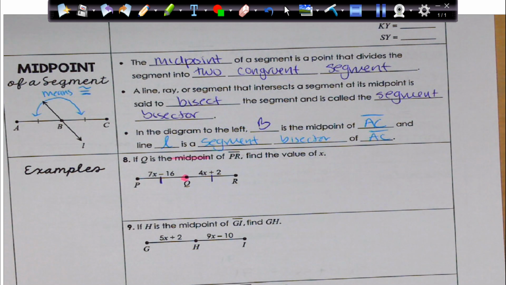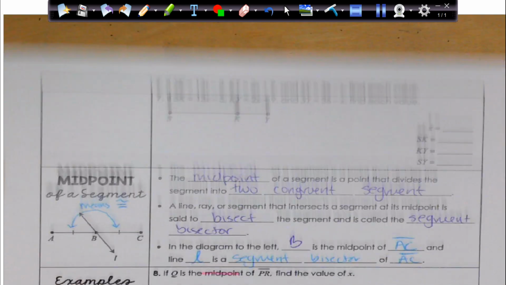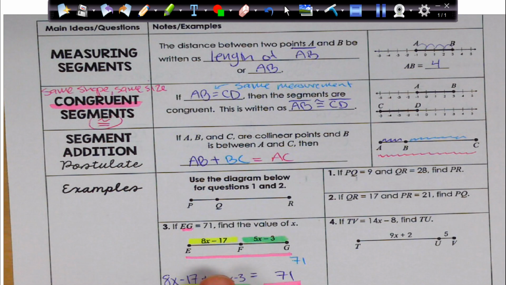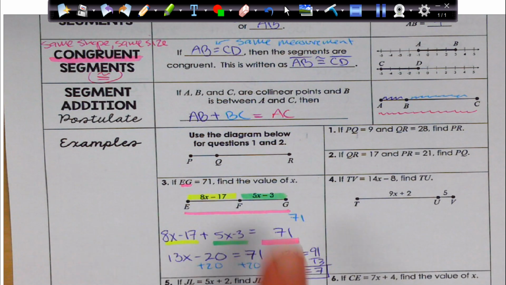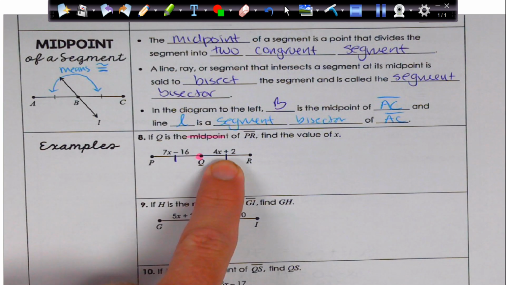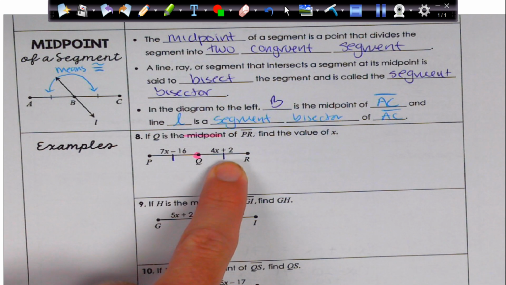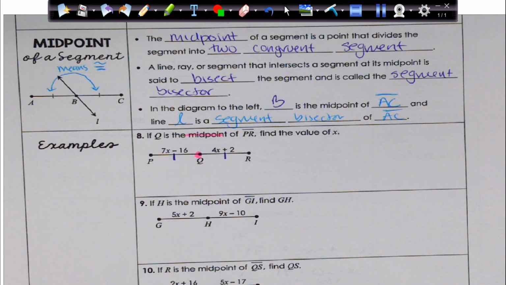Now, it asked me to find PR. I don't have any information about PR. Unlike the other one over here, we knew how big the entire segment was, so we could just do this plus this equals the whole thing. Segment addition postulate, great. Over here, I have this and this, but I don't know what PR is. I don't have a value. I don't even have an algebraic expression like 3x plus 5 or something like that. So I can't set up an equation that way.